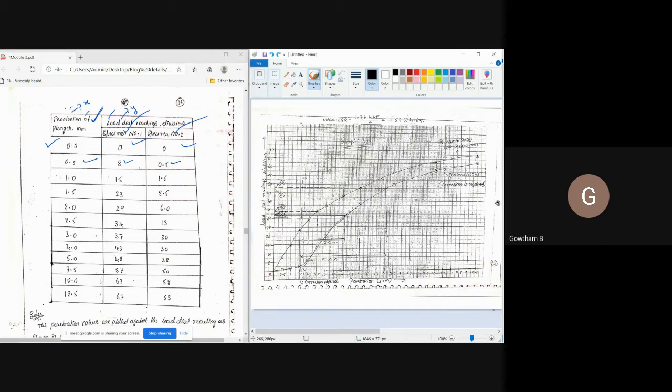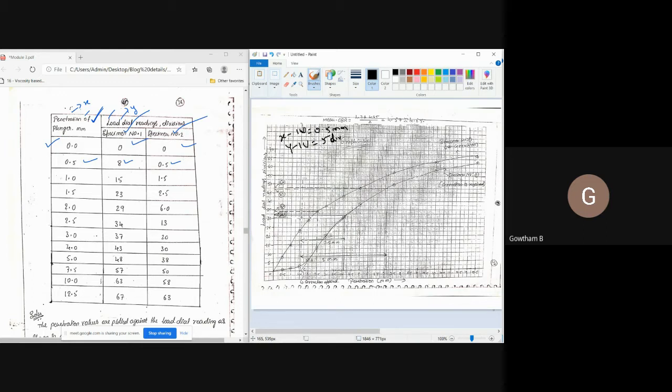I took the scale: on the x-axis, 1 unit is equal to 0.5 mm, and on the y-axis, 1 unit is equal to 5 divisions. This is the scale I used. I repeat, on the x-axis 1 unit represents 0.5 mm of penetration, and on the y-axis 1 unit represents 5 divisions.